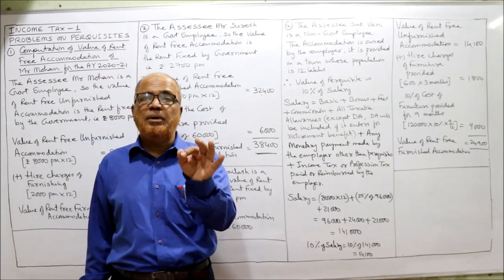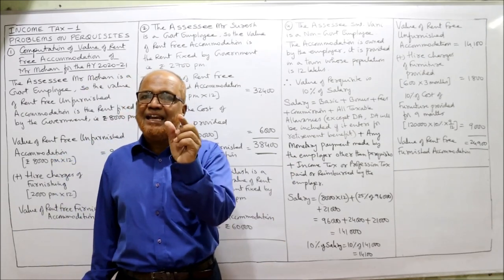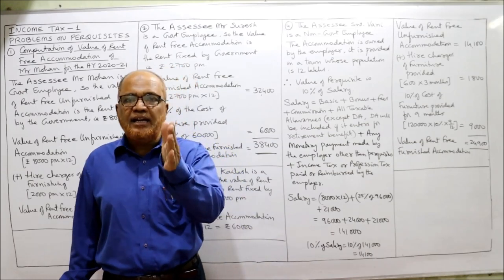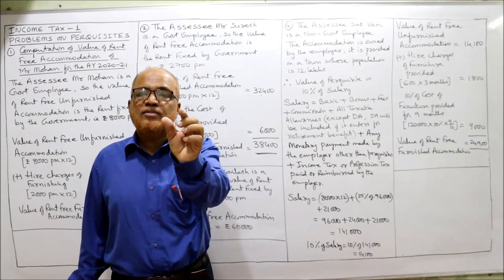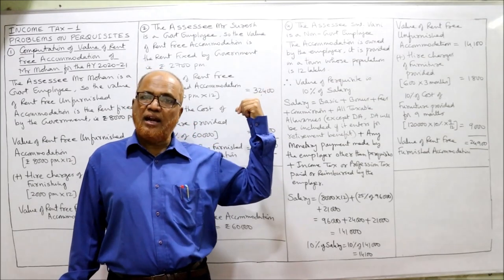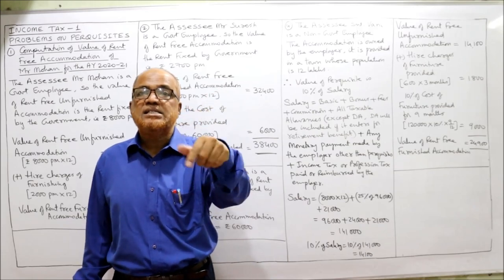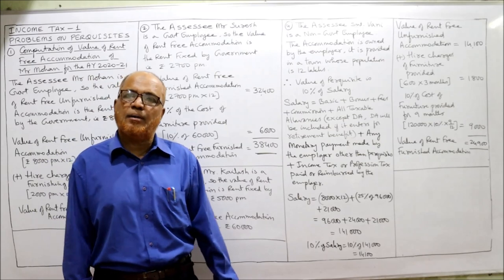Now we must know what is meant by the term salary. In the previous video, I explained that the meaning of salary will differ from provision to provision. For calculating entertainment allowance, salary means something different. For calculating HRA, the meaning of salary is different. For calculating rent-free accommodation, the meaning of the term salary is different. So what do you mean by salary for calculating RFA, rent-free accommodation?